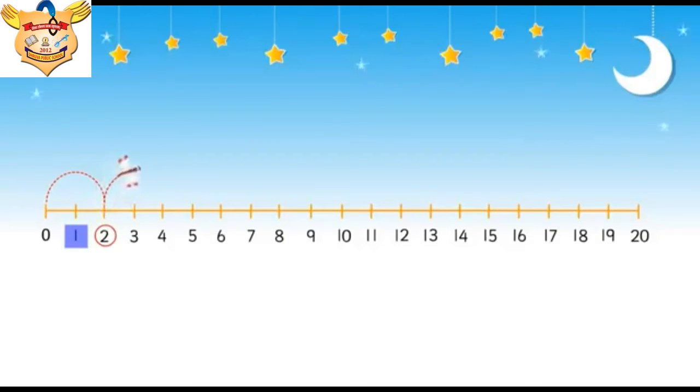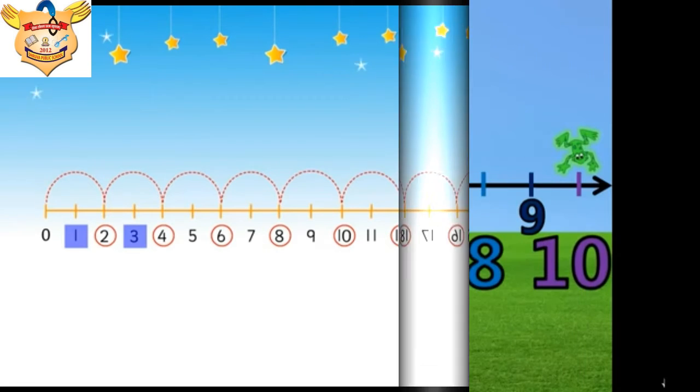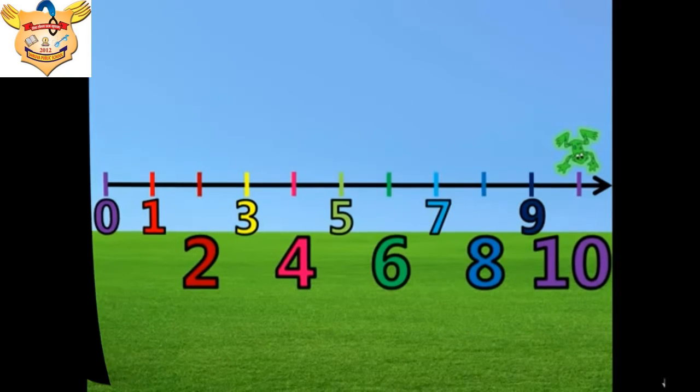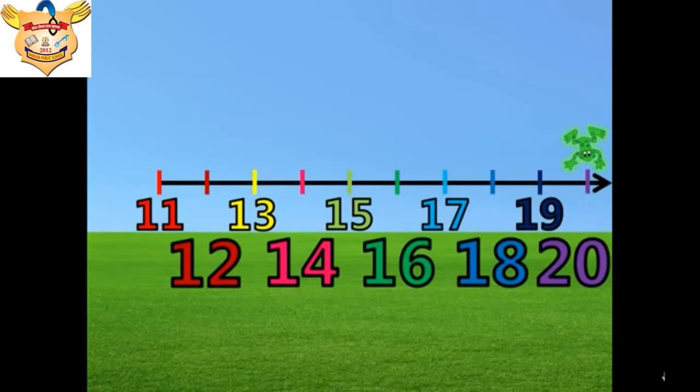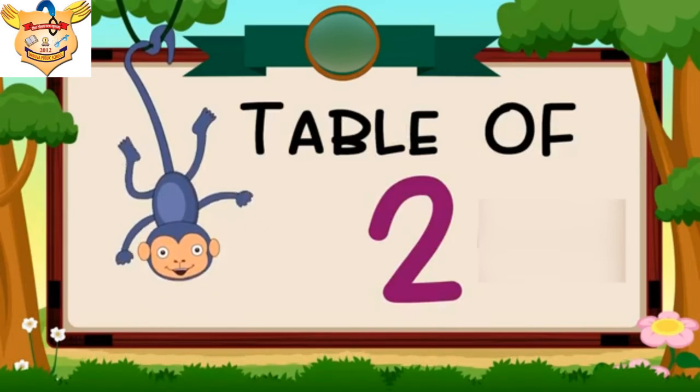Again, it skips 3 and jumps on 4. Then it jumps on 6. Then 8, 10, 12, 14, 16, 18, and 20. This method helps us learn tables easily. So today we will learn table of 2 with skip counting.